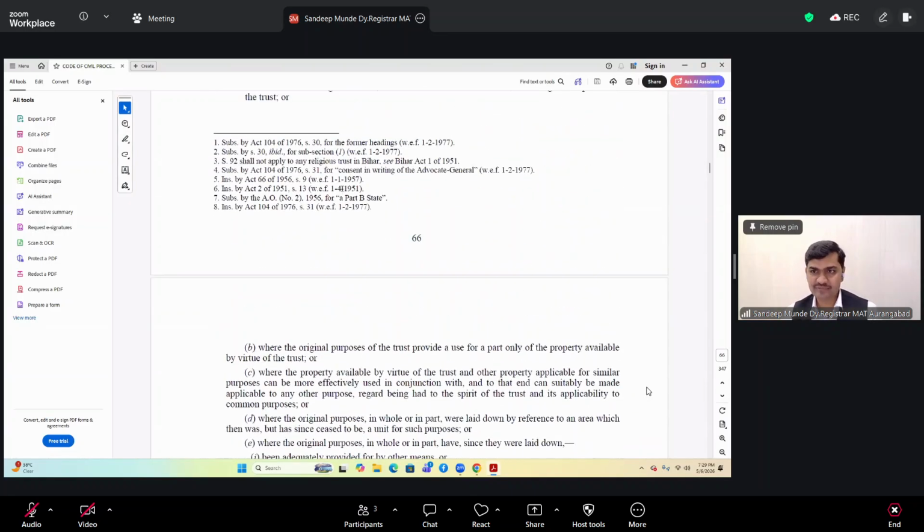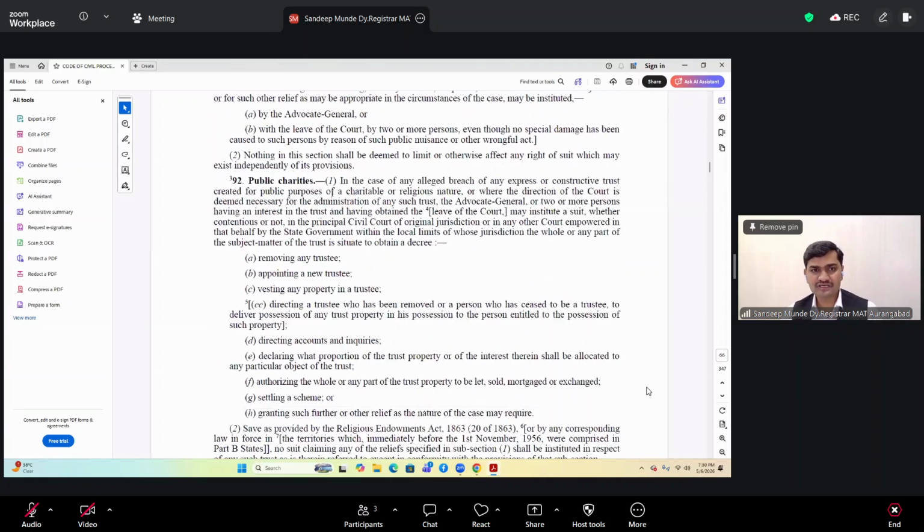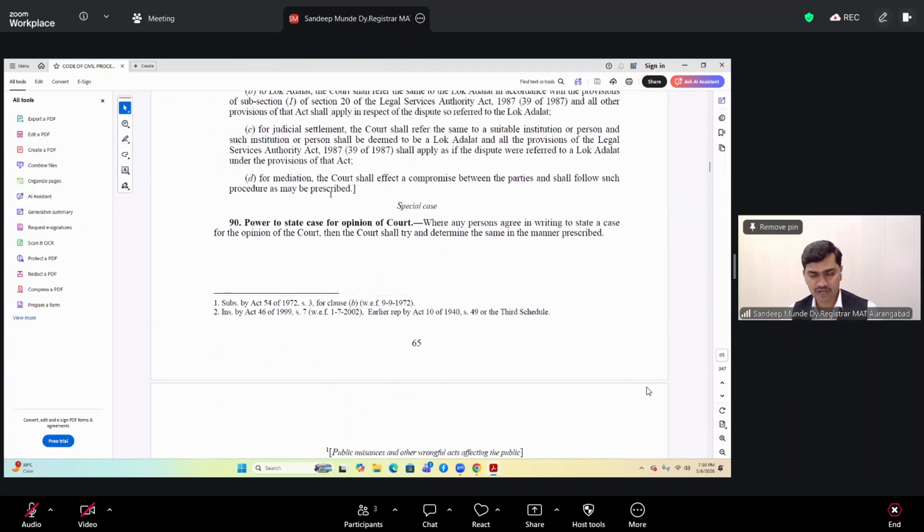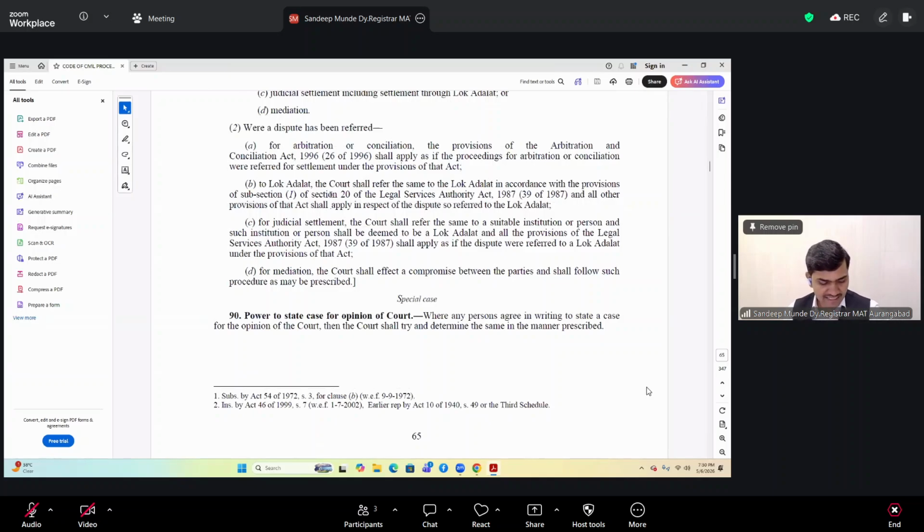All that can be resorted to by the parties for the settlement of disputes outside the court. Like Order 36, special case, Section 90, power to state case for opinion of the court, it is covered under Order 36. That is the special case where any person agrees in writing to state a case for the opinion of the court, then the court shall try and determine the same in the manner prescribed.